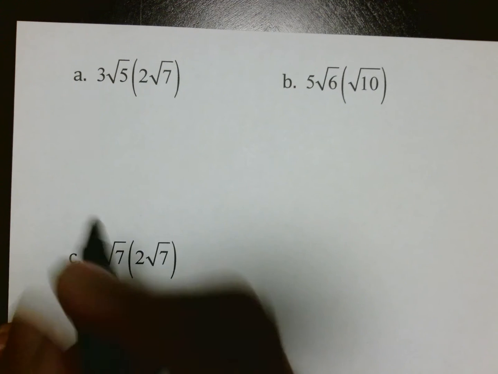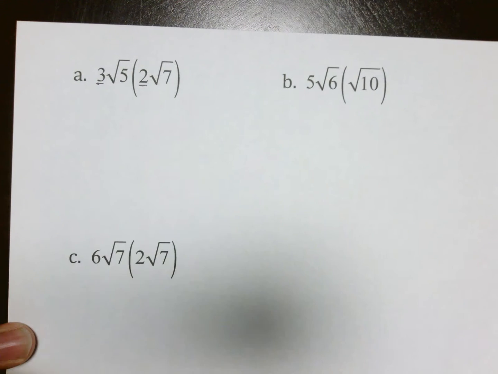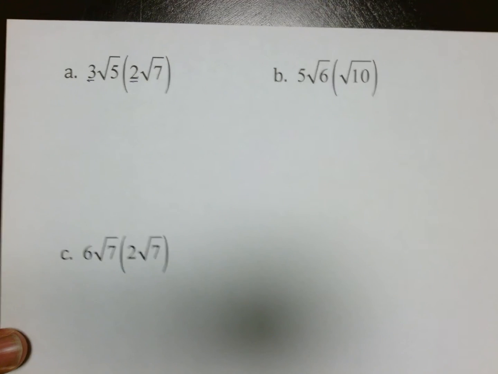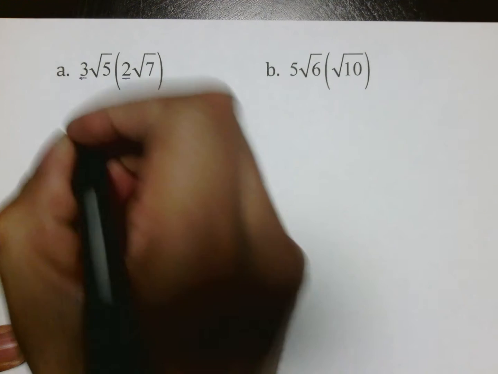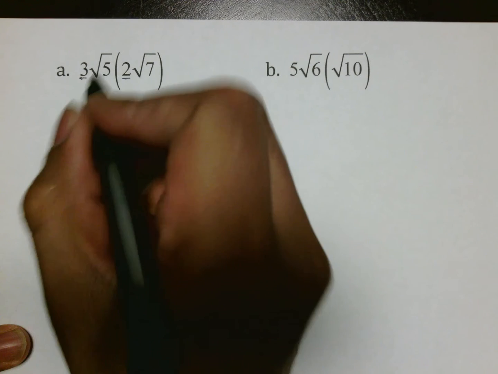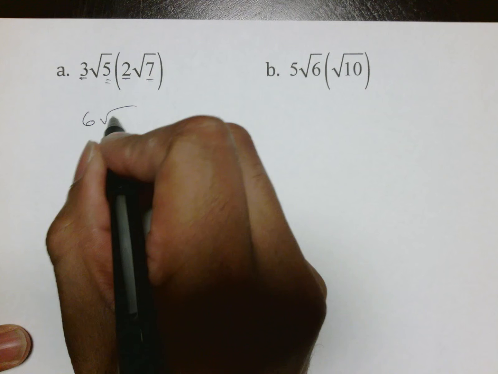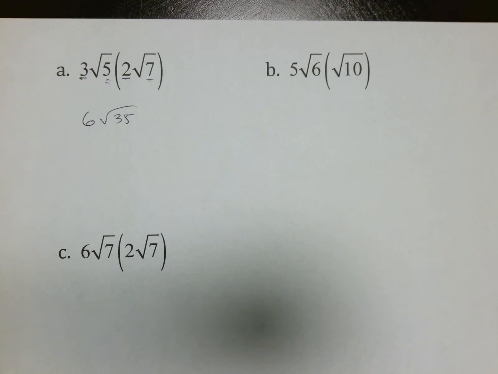3 root 5 times 2 root 7. You have to understand again that the value types are what go together. 3 and 2 are both outside values. Those multiply to make 6. 5 and 7 are both inside values. They multiply to make 35. The reason why I taught you both methods of simplifying is because right now, if you try to break this into prime factors, it might work quickly, but it might not work as quickly.